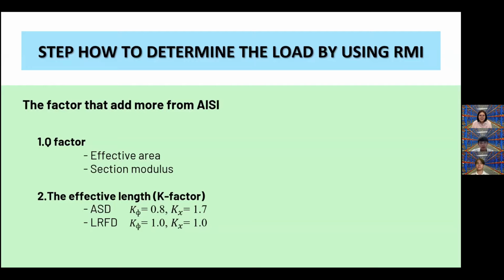For the steps of the IMI standard, the factors added beyond AISI are, first, R1, which is the Q factor used to compute the effective area and section modulus in the calculation of the nominal load and nominal moment. And the last is the effective length K factor. In the ASD method, Kv equals 0.8, used to calculate the torsional buckling, and Kx equals 1.7, used to calculate the flexural buckling stress. For the LRFD, both Kv and Kx equal 1.